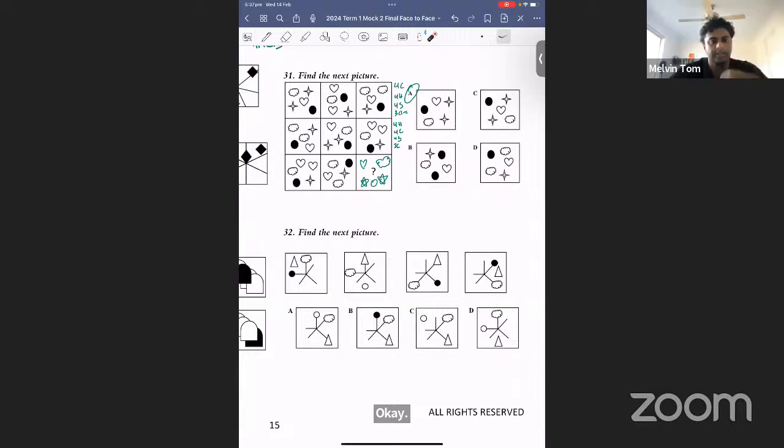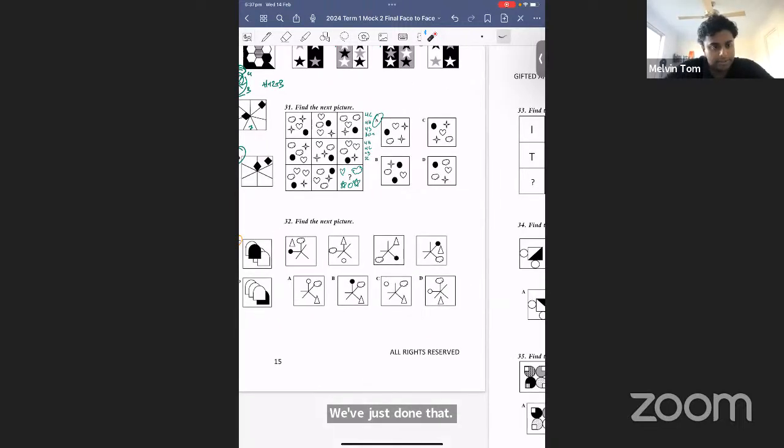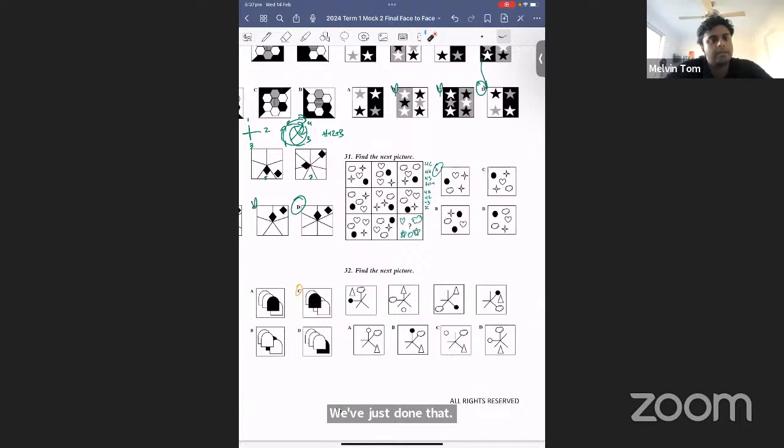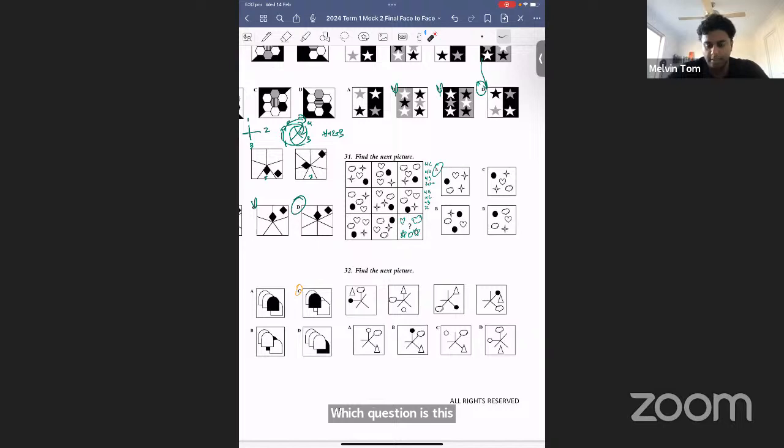Okay. Kate, question number 31, abstract reasoning. Oh, perfect. We've just done that. Ella, question number 7. Ella, which question is this? Quantitative reasoning. Okay.